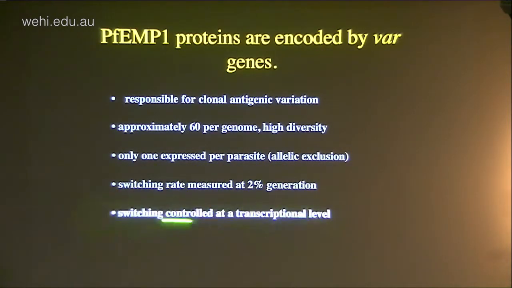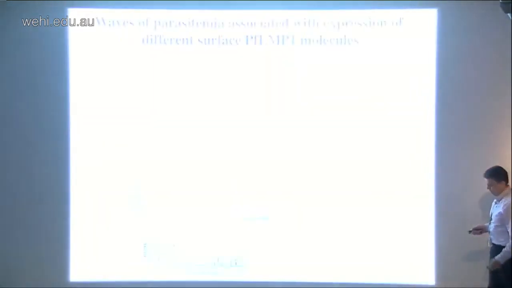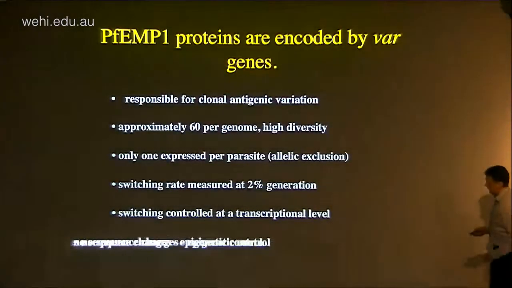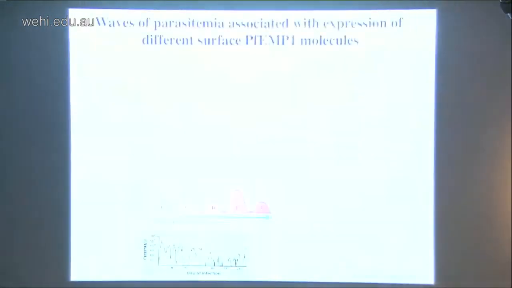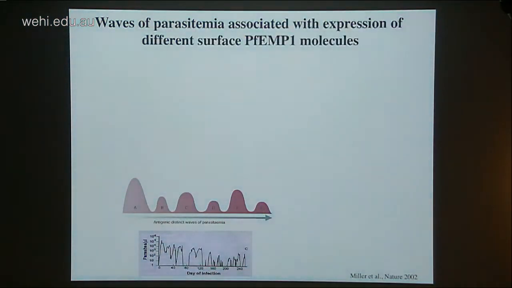And switching is controlled at the transcriptional level. There are no sequence changes, and this mechanism of antigenic variation is controlled epigenetically. Okay, so what advantages does it give the parasite besides splenic clearance?